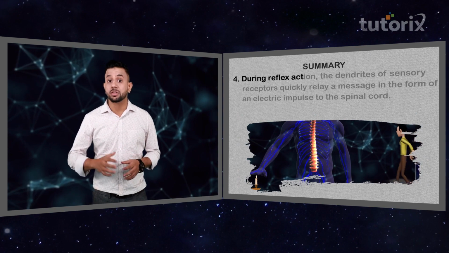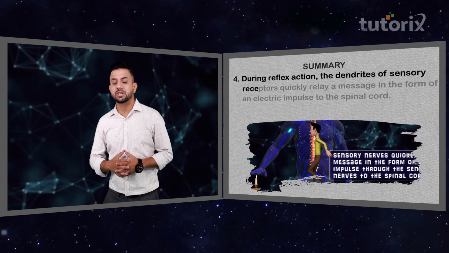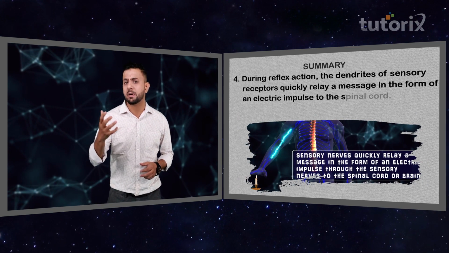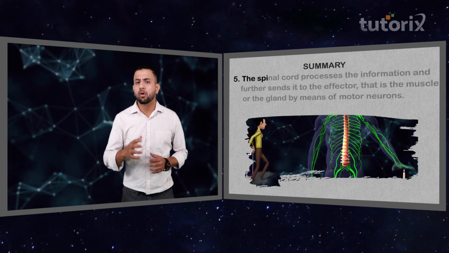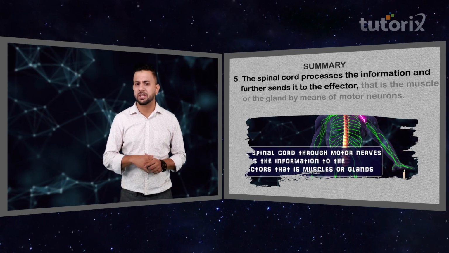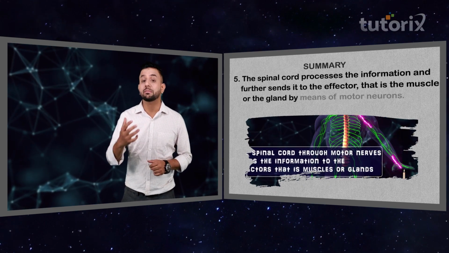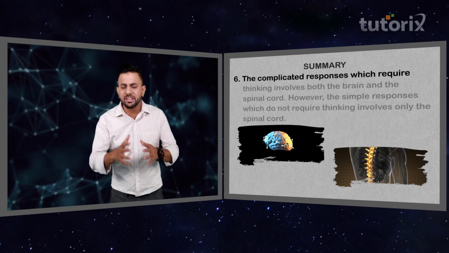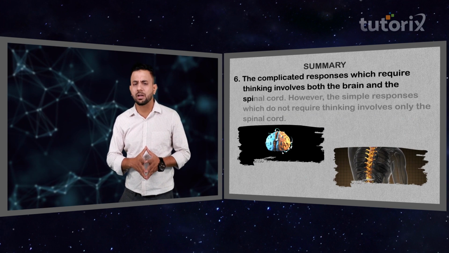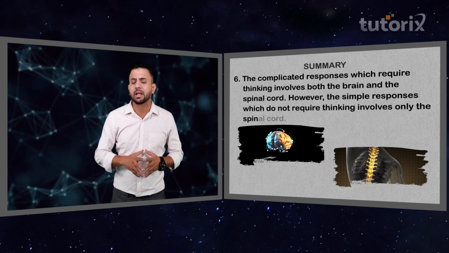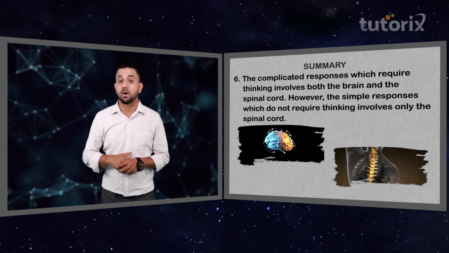During reflex action, the dendrites of sensory receptors quickly relay a message in the form of an electric impulse to the spinal cord. The spinal cord processes the information and further sends it to the effector, that is a muscle or a gland, by means of motor neurons. The complicated responses which require thinking involve both the brain and the spinal cord. However, the simple responses which do not require thinking involve only the spinal cord.